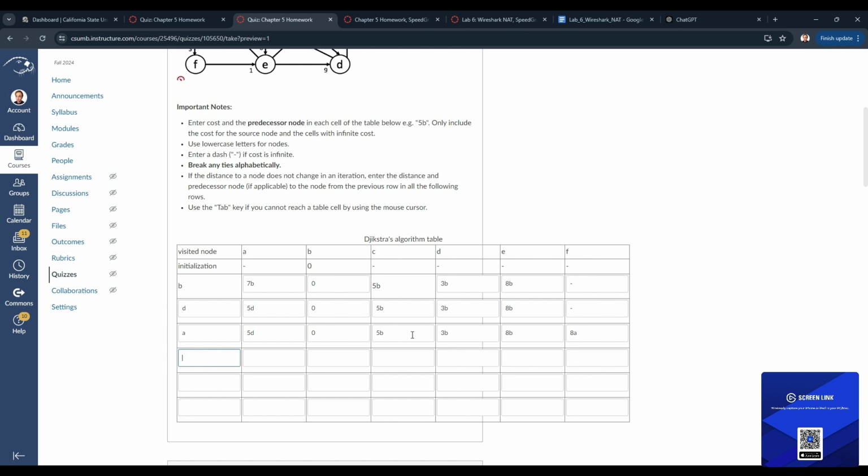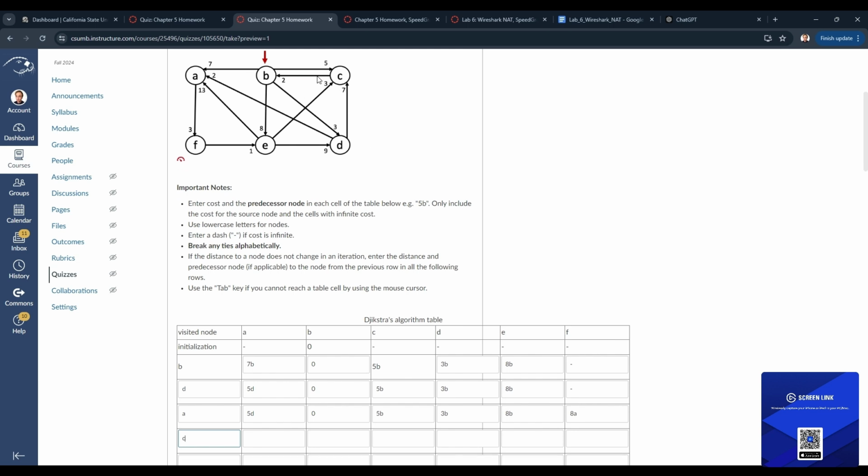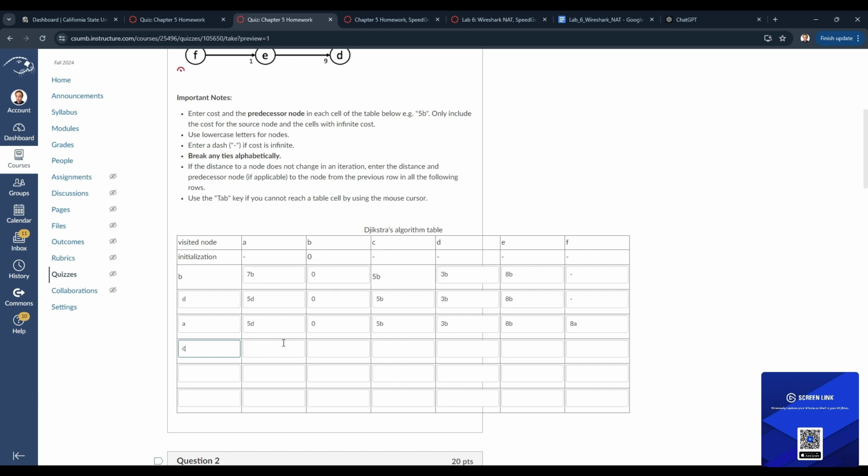So the next one is going to be C because it has the lowest weight. So going from C, I'm not going to update my costs for anything, and I have nowhere else I can go. So I'm just going to fill in this row based on the previous row. 5B, 3B.